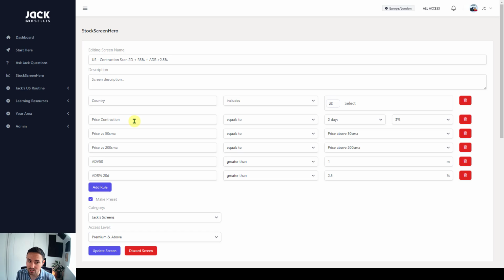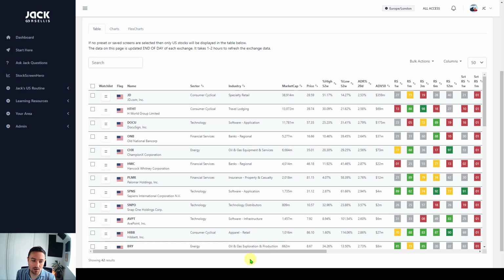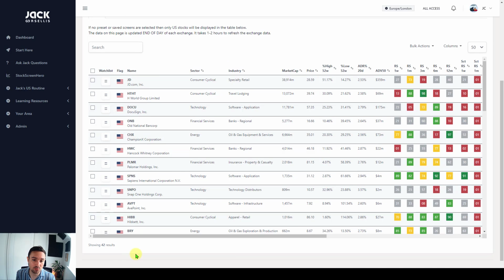So price contraction is a pretty cool new feature we've added. You could set it to somewhere between 2 days and 7 days, and then you can select the range as well. So you're looking for areas of contraction. Then you can add some other cool things as well, right? But what I've been able to do here with this preset screen is take our database of US stocks down from around about 5,500 to just 42. Just 42 stocks, so super duper quick and efficient, right?